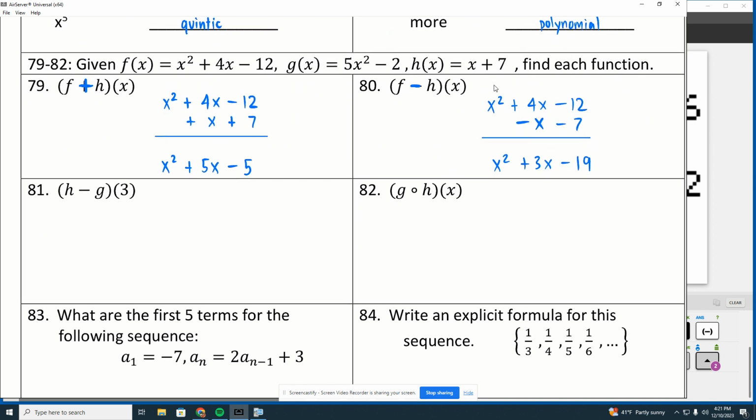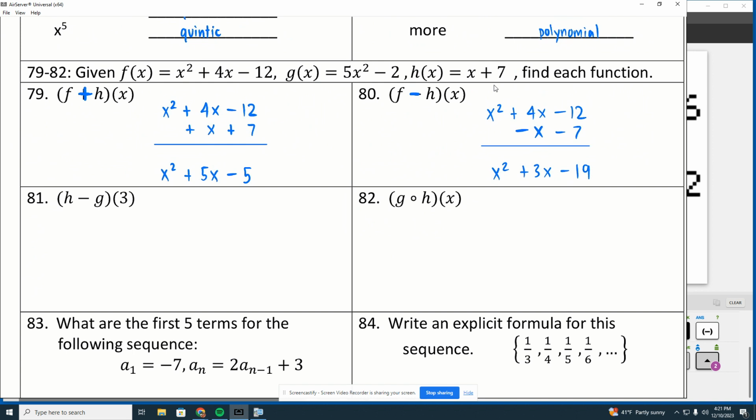Okay? Now, the next one is saying to do h minus g of 3. So when I taught you guys this, I said, let's go ahead and do the subtraction first, and then let's insert that number. So I'm going to take my h of x. It was first, x plus 7. And I'm going to subtract my g of x. So remember, this means I'm going to subtract, meaning my signs change. So this 5x squared turns into negative 5x squared. And this minus 2 turns into plus 2.